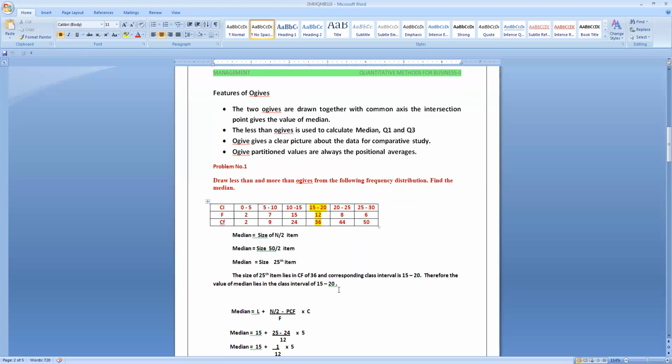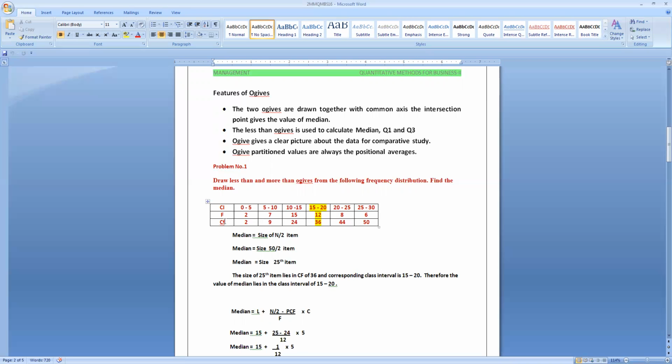Let us see one question here. Draw less than and more than OGs from the following frequency distribution. Find the median. Only the class intervals and frequencies will be given in the question. The class intervals are 0 to 5, 5 to 10, 10 to 15, 15 to 20, 20 to 25, and 25 to 30. The frequency values are 2, 7, 15, 12, 8, and 6.